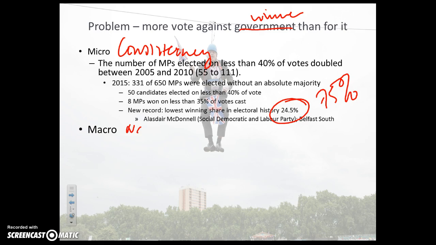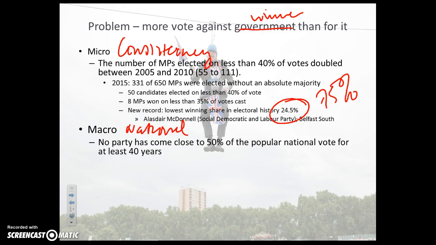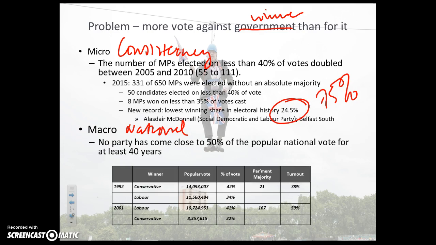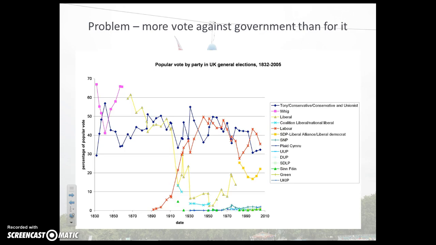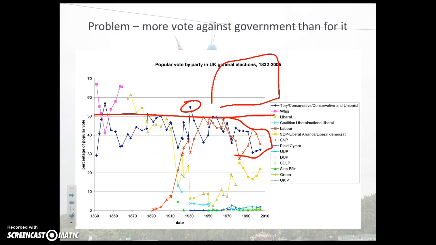At a macro or national level, the situation is the same. And no party has come close to more than 50% for at least 40 years. And this is some example of that. Now, the fact that it leads to these weird figures here is about the proportionality of the system, so we're not really interested in that. What we're really interested in is the fact that ever since here really, no party has been a clear winner in the national election. More people have voted against the winner, be it Conservative or Labour, all the way down here. More people voted against it than voted for it. And that just seems to be a bit weird.